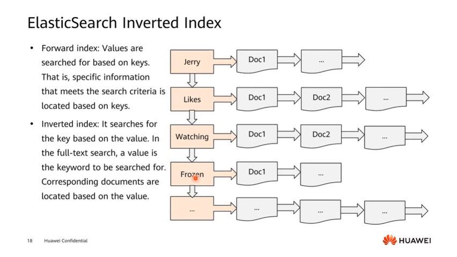Another mechanism supported by Elasticsearch is inverted index. The traditional search method starts from keywords and then searches for specific information that meets the search criteria by keywords. That is, search for values by keywords. Elasticsearch uses inverted index to search for keys by values. In Chinese text search, value is the keyword that we want to search. The place where all keywords are stored is called a dictionary. The key is a document number list. You can find documents with the keyword value in the document number list.